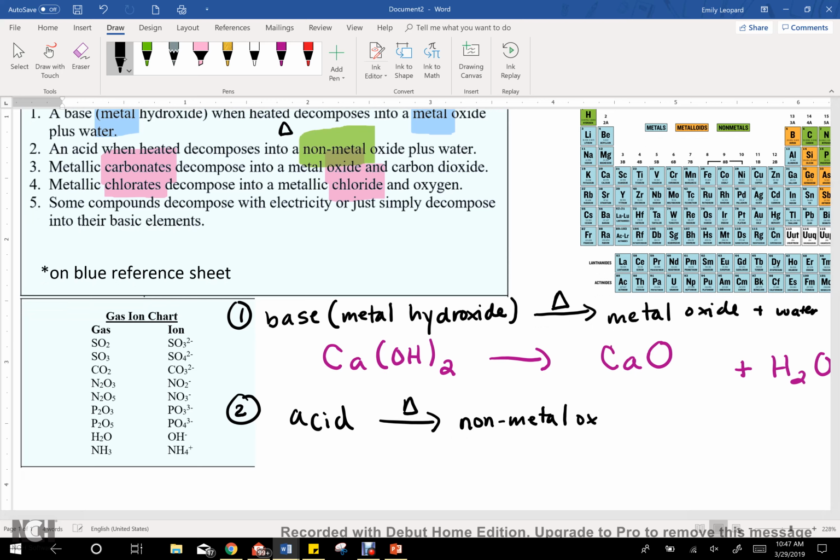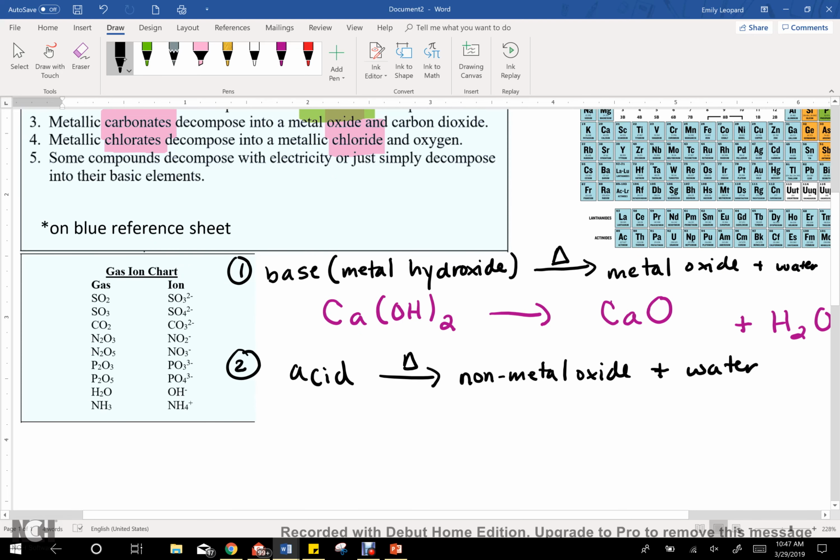So again, I'll start off and give you an acid, and then we'll use the rule to write the products. Okay, so an acid, I'll just pick one for us. So let's do carbonic acid.